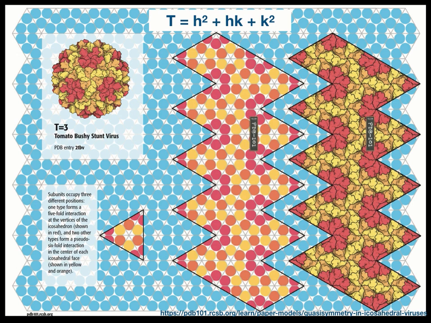So I'm going to pass around a 3D model of TBSV. The cool thing about this model is that you can look at the inside as well, and you can see how different the pentamers are to the hexamers, and you can see how different they are.